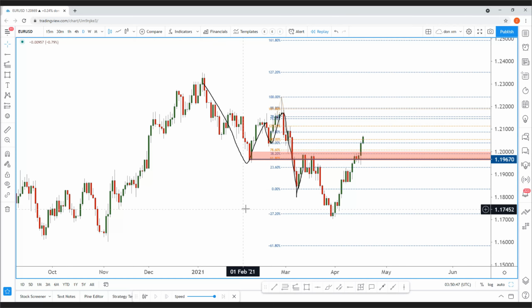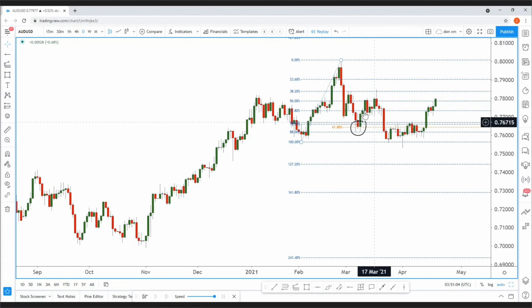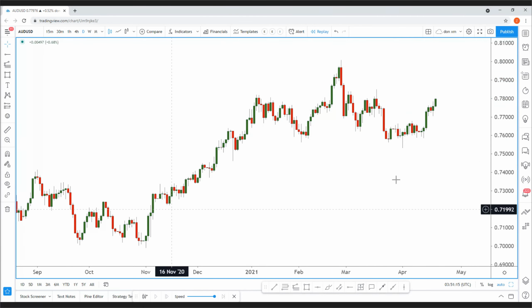But what I can tell you is that if you're able to find these strong levels of Fibonacci confluence, like right here, there's a pretty strong chance that price is going to react at that level. If we were to look at Aussie dollar, I saw this earlier today. So let's just take out all these levels first, and we want to replay once again.